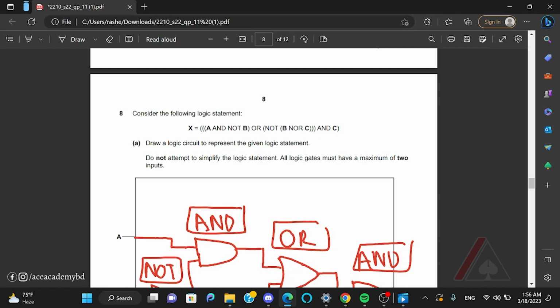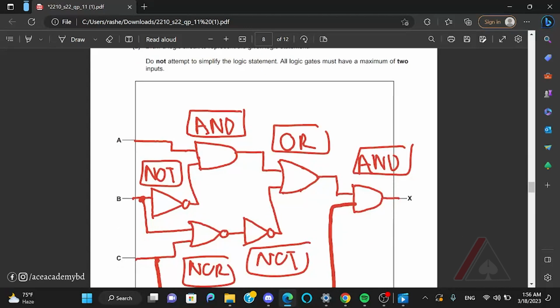So whenever you're asked to draw a logic circuit, you need to think of it in parts. For example, first you need to think of A AND NOT B, then you need to think of NOT B NOR C, then you need to join both of the outputs with an OR gate, and then the output that you get, you need to pass through an AND gate with C, right? So here I have labeled the different gates. However, in your examination, you won't really be required to label the gates. However, you have to be able to draw them.